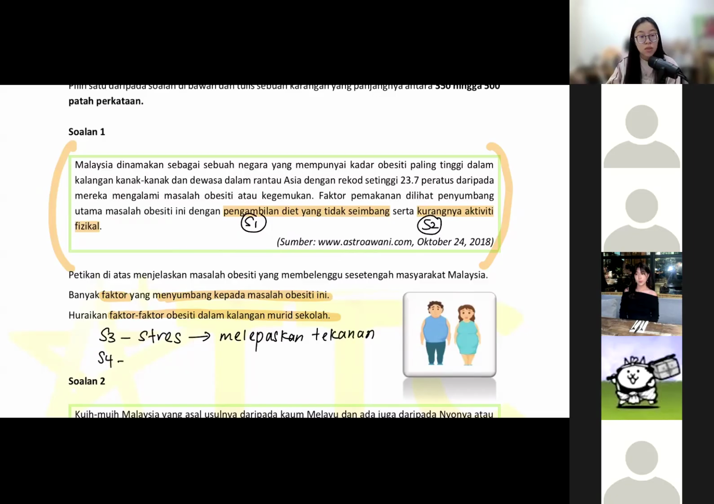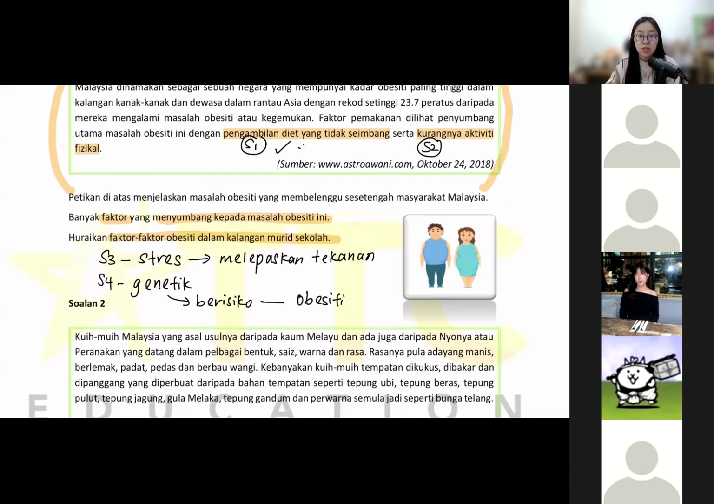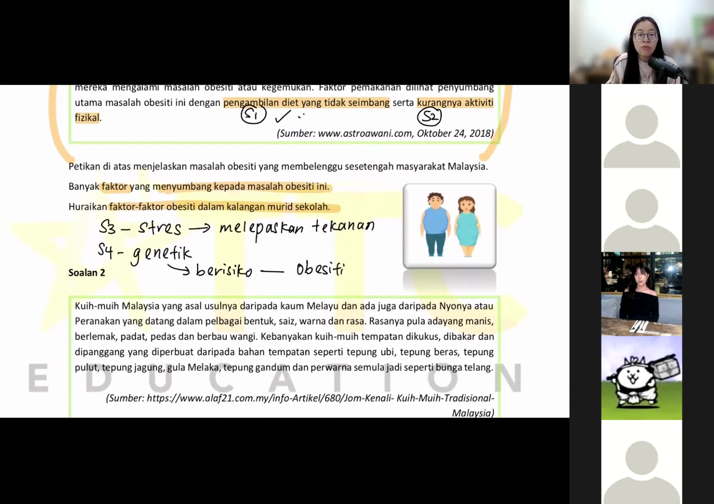Then what else? You see, if parents have obesity problems, their kids also have the risk. Eating healthy is expensive. This one you can put in your add on here. Genetic, yes, correct. Okay, genetic is their kids will be berisiko menghadapi penyakit obesity. If they didn't take care of their diet, they eat a lot, then they have the risk to become obese. Okay, now we go for soalan 2.